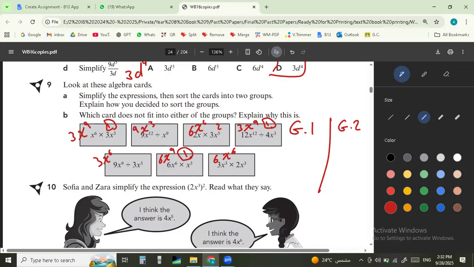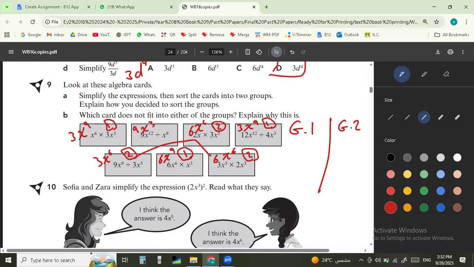Here, group 2, because it's to the power of 6. So I sorted them into two groups. And the two groups are based on the power. So this is to the power of 9, the power of 9, the power of 9. So I put them together, these three cards. The other three cards over here, they are in the other group because they are to the power of 6.